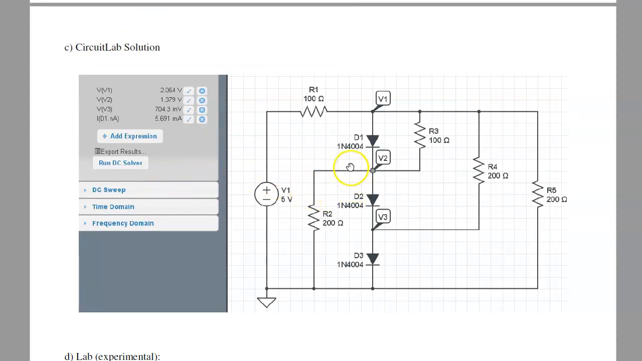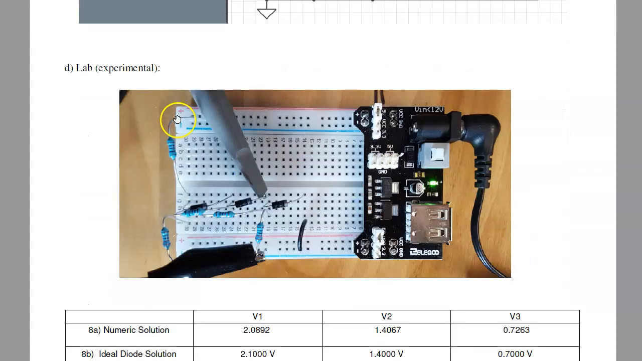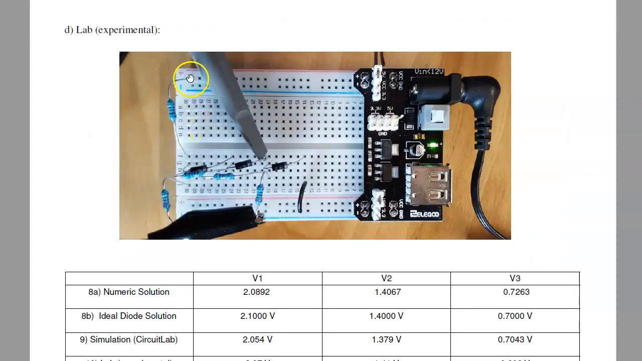And let's see where we at. In Circuit Lab, I can simulate, and you get not exactly 0.7, 1.4, 2.1 volts, but close. In a lab, you can build it. So here's the 5 volts going through the 100 ohm resistor. There's the first diode, second diode, third diode to ground, and a couple of resistors tapping it off.